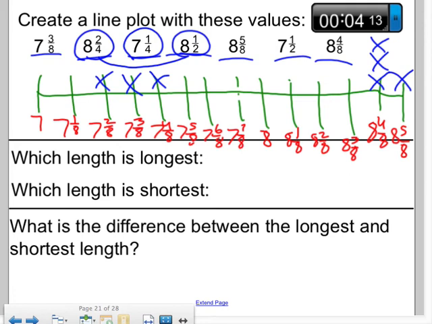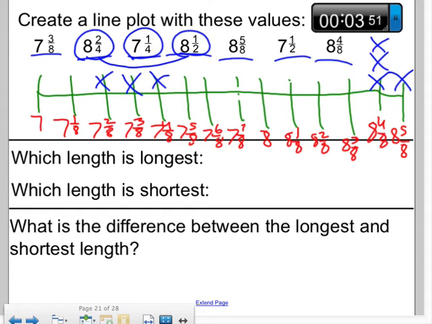Here's something they'll ask you to do in your homework tonight. It's actually pretty easy. They'll go, ooh, which length is the longest? Now, don't let this confuse you. Longest means the one that's furthest down the number line. It doesn't mean the one that was necessarily picked the most.